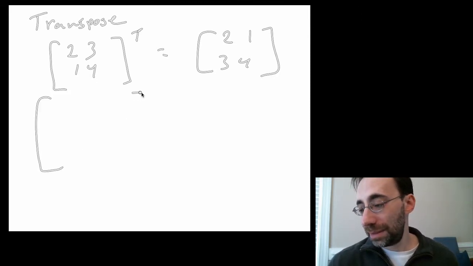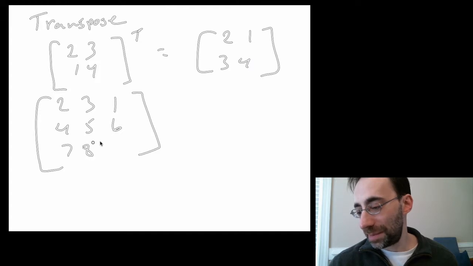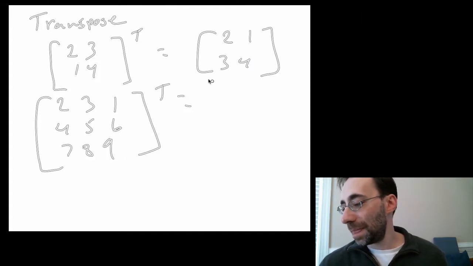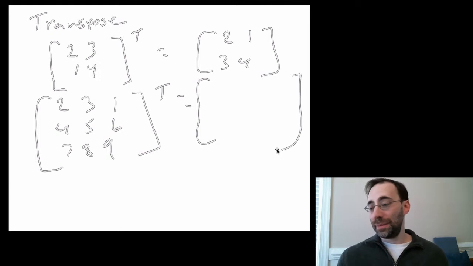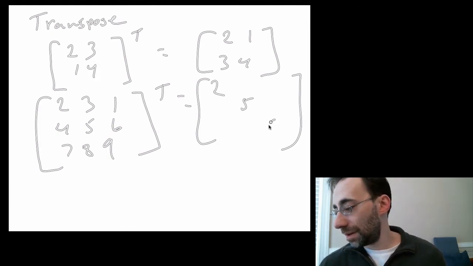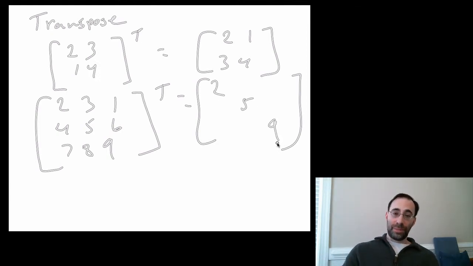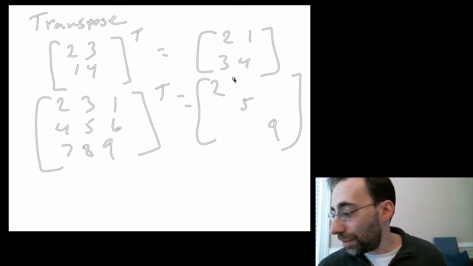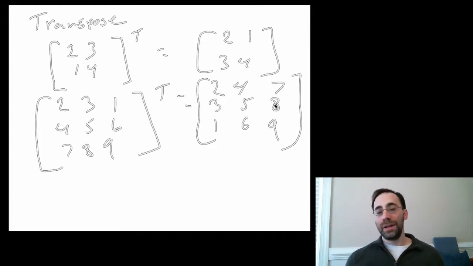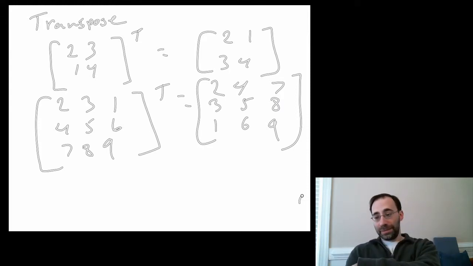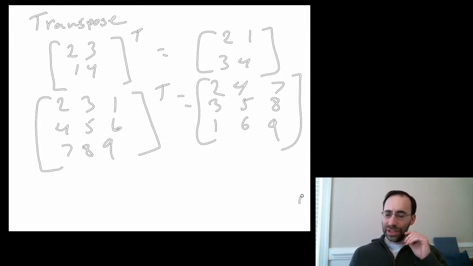First, the square matrix. Let's see, 2, 3, 1, 4, 5, 6. I should have done this the whole time, it's much easier. Transpose. Now for this one, the diagonal stays the same, but now all the things below flip with those above. So the 3 and the 4 swap places. The 1 and the 7 swap places. And the 8 and the 6 swap places. So again, the transpose is just flipping it around the diagonal. And we'll give the formal definition in a second.